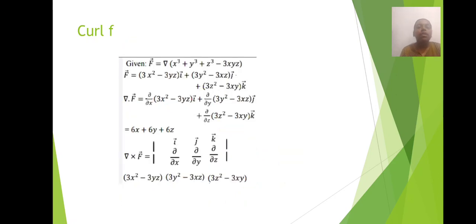Now we will have the divergence as well as the curl of a vector in the same problem. Vector f is given, the question has been given. If we do the divergence of a vector where i, j, k terms will be vanishing, the answer will be 6x plus 6y plus 6z. If we do the curl for the same problem, we'll be getting the answer in terms of x, y, z as follows. It is being shown in the picture.